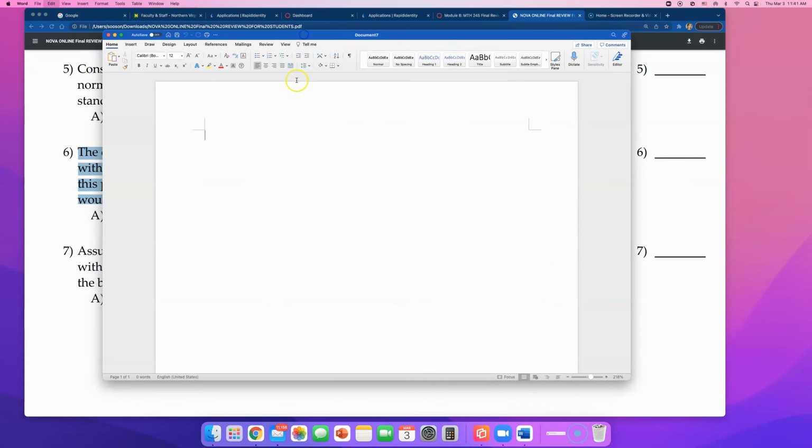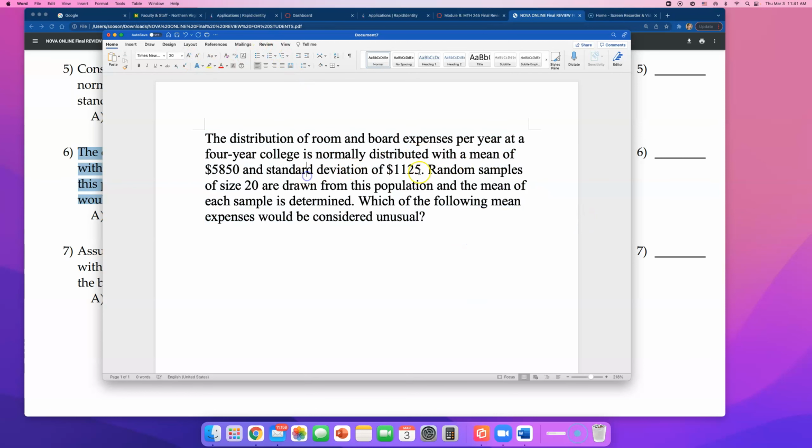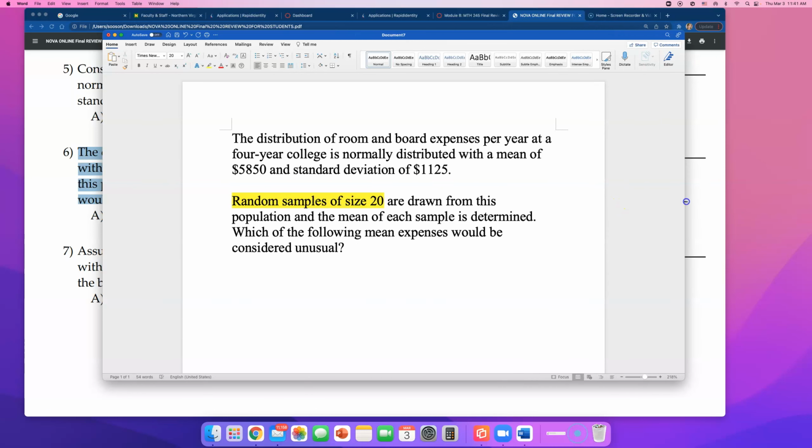So they mentioned one thing, normal distribution, right? So what else? We got the mean and the standard deviation. Oh, look, we have a random sample of size 20. We're not picking a single college. We're picking a sample of 20 different colleges, right? They are drawn from this population, and the mean of each sample is determined. Which of the following mean expenses would be considered unusual?